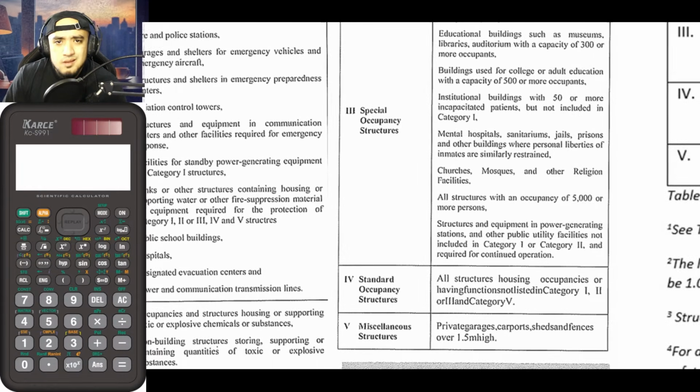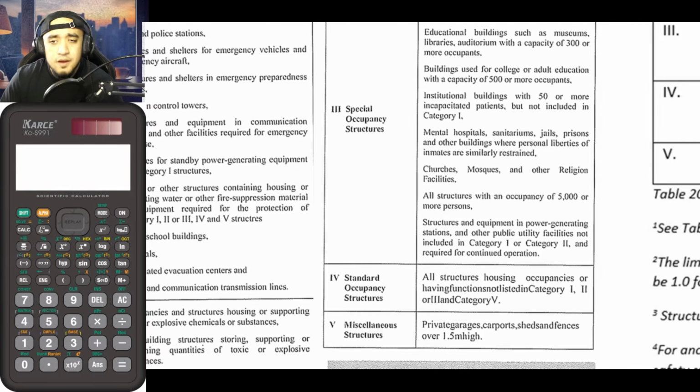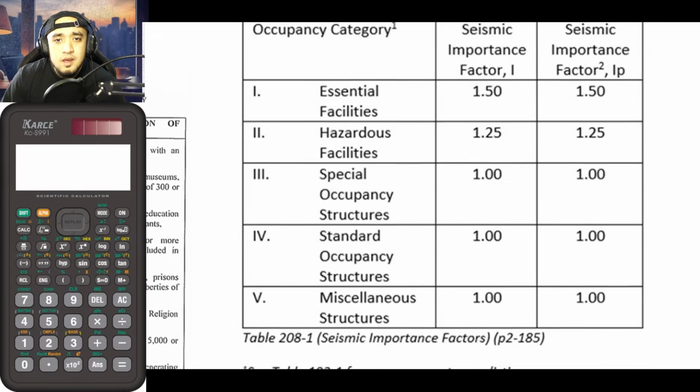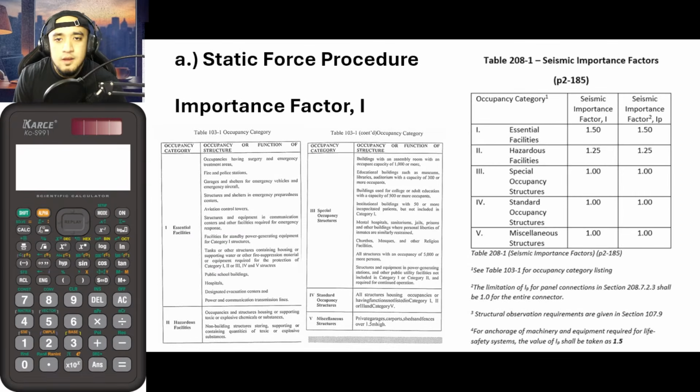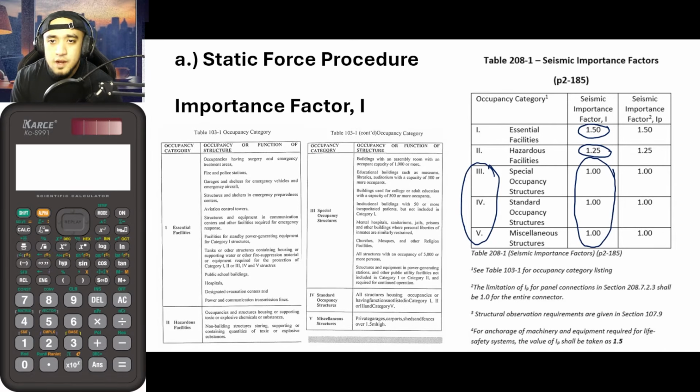Okay, so I would not discuss the occupancy 3, 4, and 5 in detail since in our topic, it won't really matter if it is 3, 4, and 5 since all of them would be having the same importance factor. So my clue here is for you to memorize the inclusions for essential facilities and that of hazardous facilities. And if the structure is neither those two, meaning the importance factor would just be 1.0 regardless if it is 3, 4, and 5.